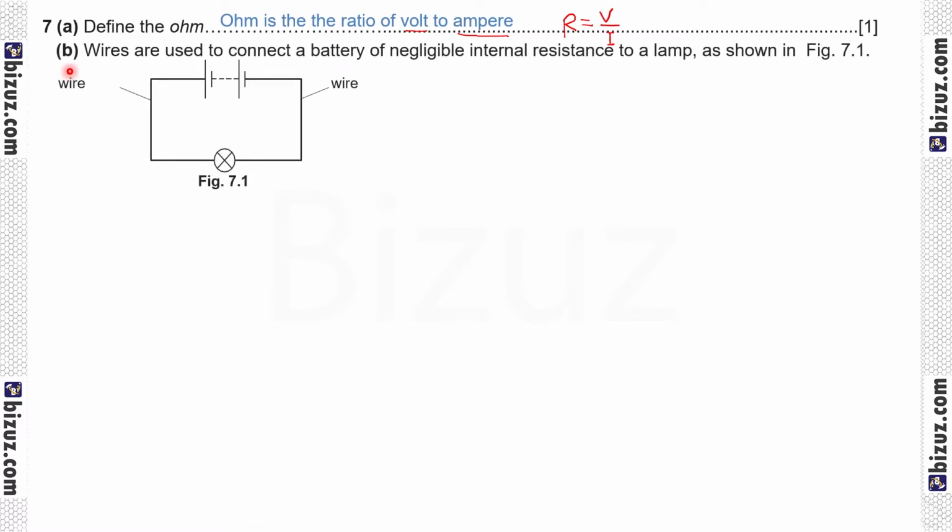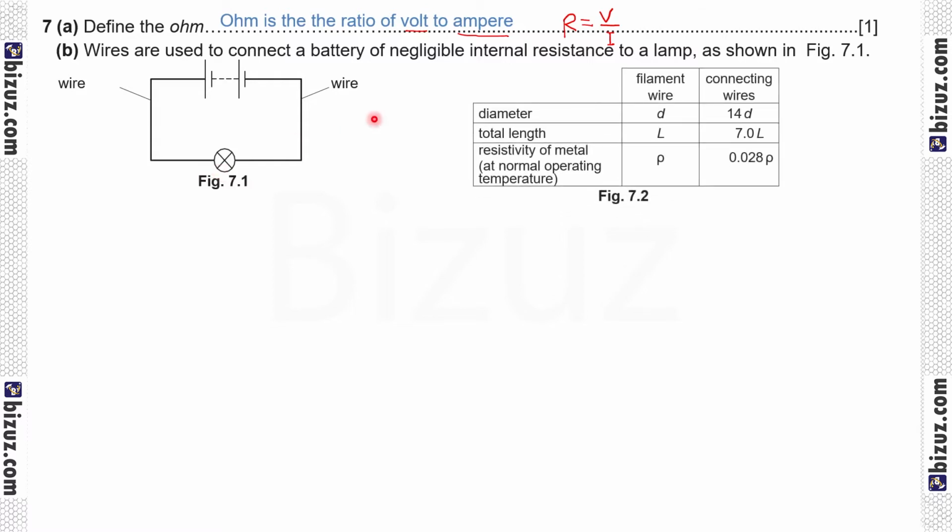Then question number 7b. Wires are used to connect a battery of a negligible internal resistance to a lamp as shown in figure 7.1. Look at the figure. Battery, with the help of connecting wire on both sides, a lamp is connected. Then some information is given.